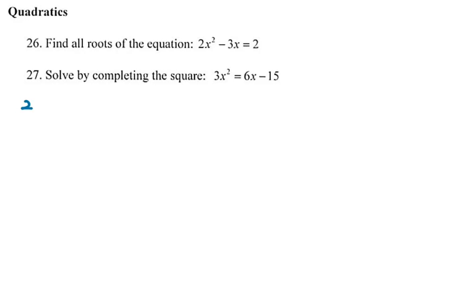Hello, so let us look at some midterm review questions starting from number 26. Number 26 says find all roots of the equation. So then what are we going to do? We can subtract 2 from both sides over here. Then we will end up getting something like this: 2x squared minus 3x minus 2 equal to 0.